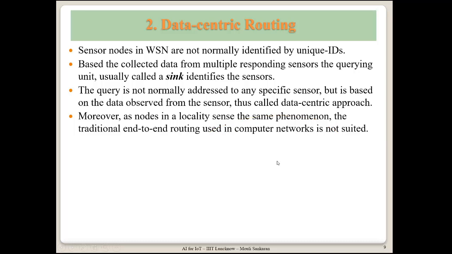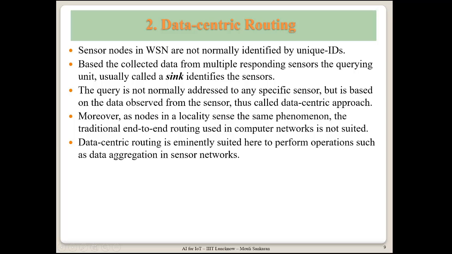Maybe in the data science course you might have studied about it. So what is happening is, we don't follow end-to-end routing in this communication network. We follow data-centric routing, suited here to perform operations such as data aggregation in sensor networks. So we want to do some data aggregation, and we are not bothered about a particular location of any node. So we don't do end-to-end communication here. We follow some data-centric routing.